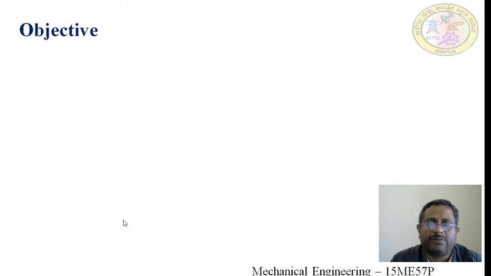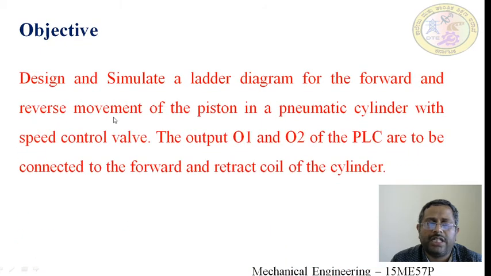First, we will see what is the objective of this experiment. The objective is to design and simulate a ladder diagram for the forward and reverse movement of the piston in a pneumatic cylinder with speed control valve, and the outputs O1 and O2 of the PLC are to be connected to the forward and retract coils of the cylinder respectively to control the forward and reverse motion of the piston, and the flow control valve is used to control the speed of the piston movement. To achieve this, you have to construct a ladder diagram and pneumatic circuit, interface them, and simulate how it will work by operating switch 1 and switch 2.